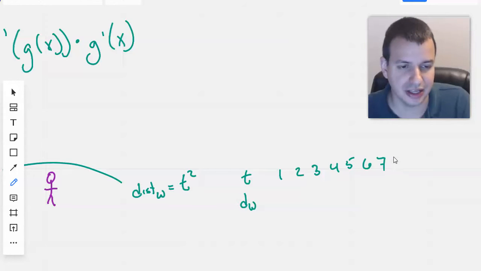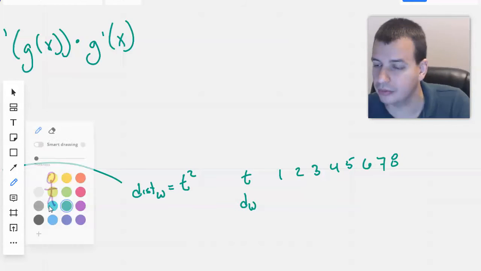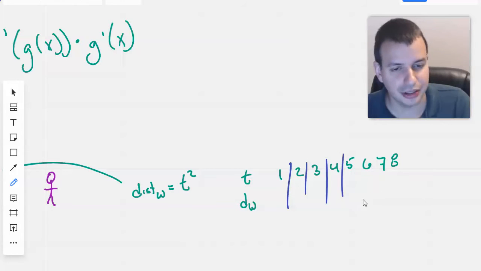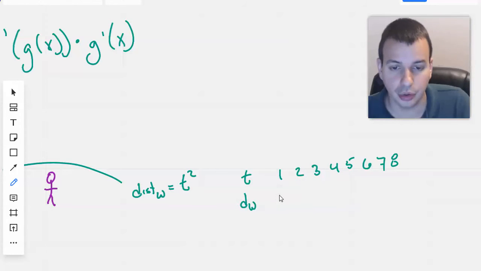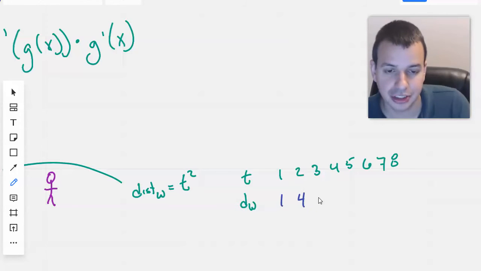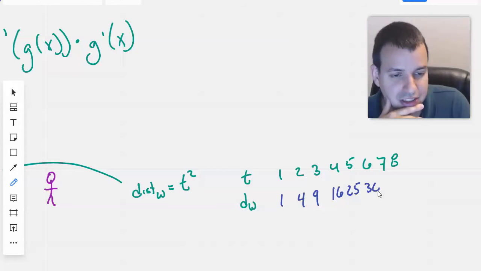And 6, 7, 8. There we go. Oop, change colors. It's probably an easier way for me to do it. So at 1 second, he'll be at 1 meter. At 2 seconds, he'll be at 4. 3 seconds, he'll be at 9, 16, 25, 36, 49, 64.